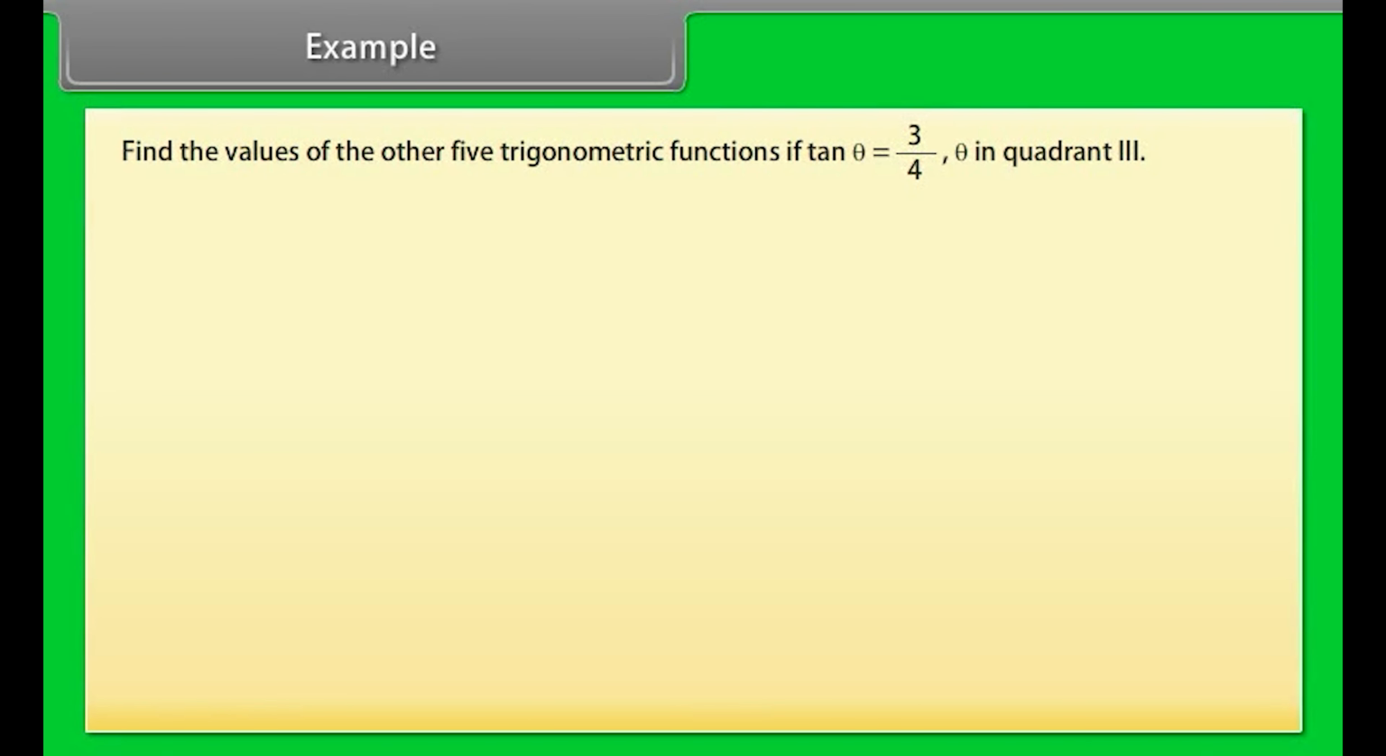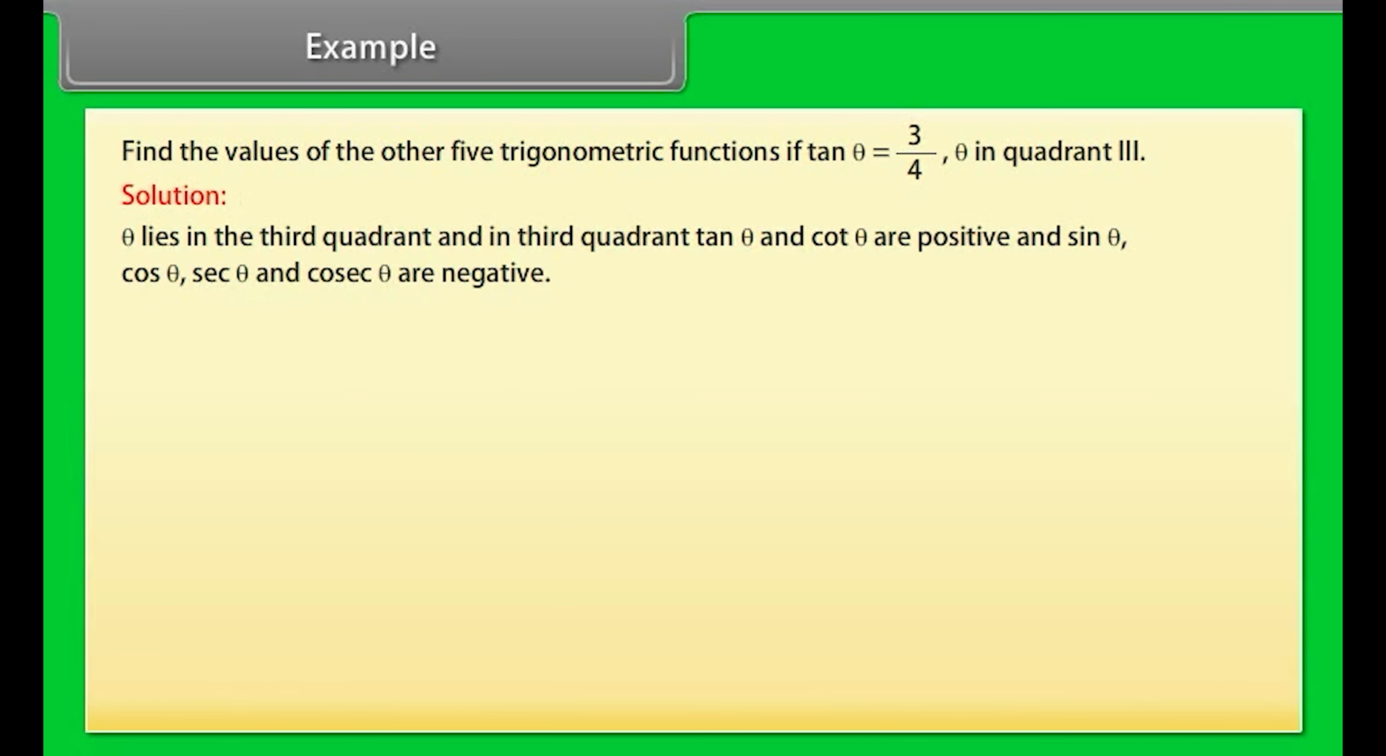Example. Find the values of the other 5 trigonometric functions if tan of theta is equal to 3 by 4, theta in quadrant 3. Solution. Theta lies in the third quadrant, and in the third quadrant, tan theta and cot theta are positive, and sin theta, cos theta, sec theta and cosec theta are negative. Tan of theta is equal to 3 by 4. This implies that cot of theta is equal to 1 by tan of theta, which is 4 by 3.